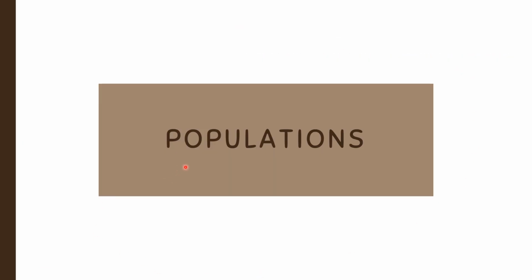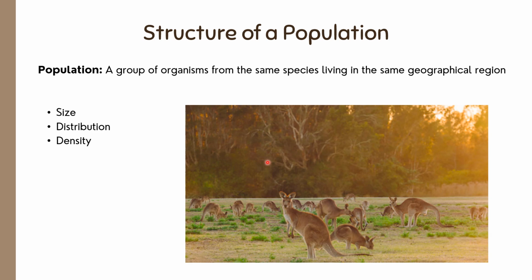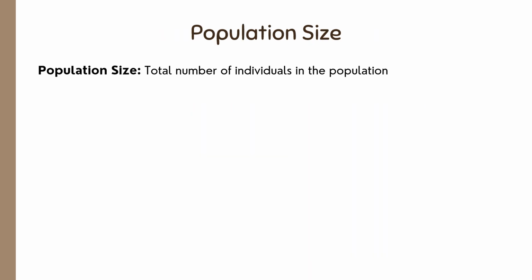Let's take a closer look at populations now. So, a reminder, a population is a group of organisms from the same species living in the same geographical region at the same time. When we're describing the structure of a population, we can talk about size, distribution, and density. And so if you think back to the study design dot point, it was talking about how these interdependencies between species can affect these things, such as the size, distribution, and density of a population. So let's look at what these three things are before we figure out how those interdependencies between species can affect them. A population size is just the total number of individuals in the population.